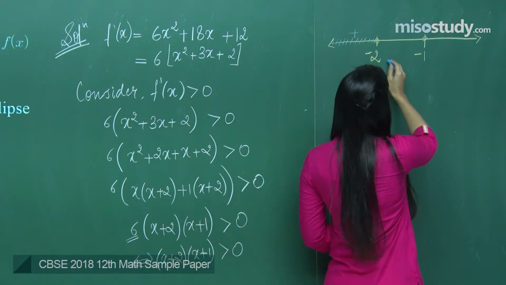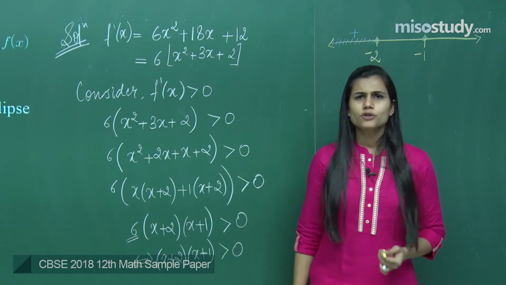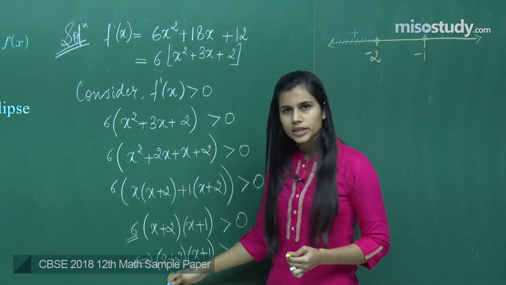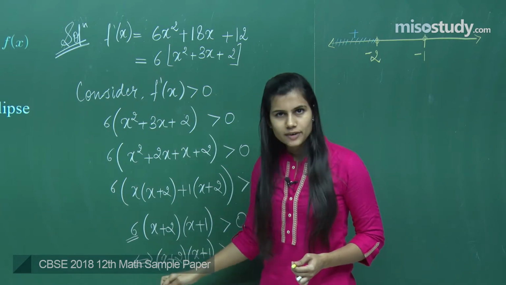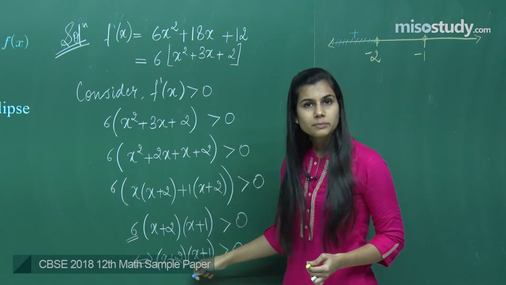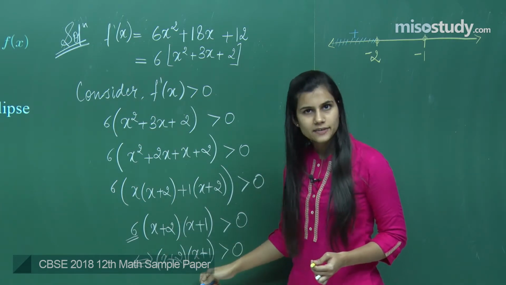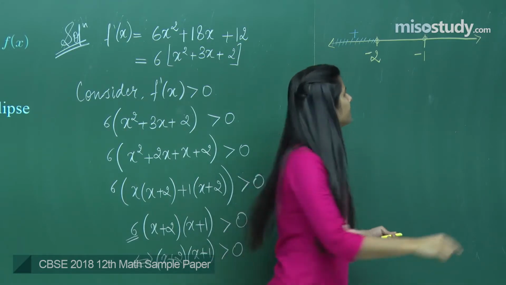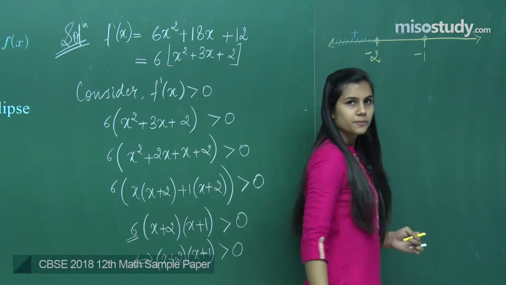Plug in any value from minus 2 to minus 1, suppose minus 1.5 you plug in over here. From here you're going to get a positive output. Minus 1.5 in place of x is going to give you a negative output. Positive into negative will bring it negative.